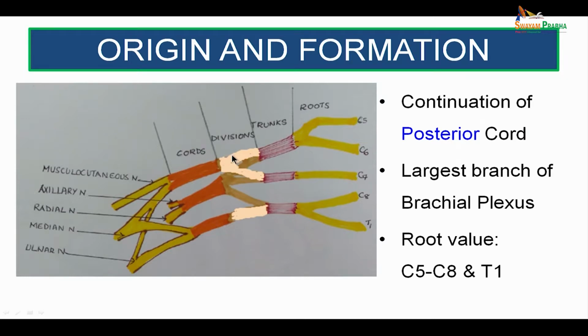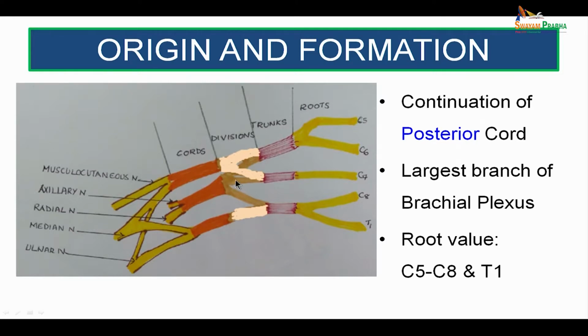And these divisions join to form 3 cords, mainly lateral, medial and posterior. The anterior division of the upper and the middle trunk joins to form the lateral cord. The anterior division of the lower trunk forms the medial cord, and the posterior divisions of all the 3 join together to form the posterior cord.